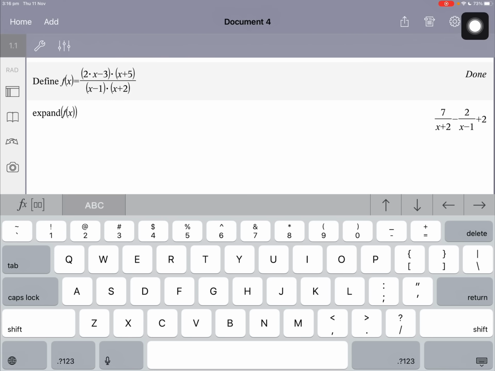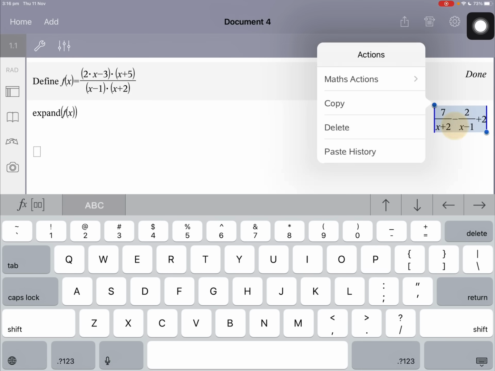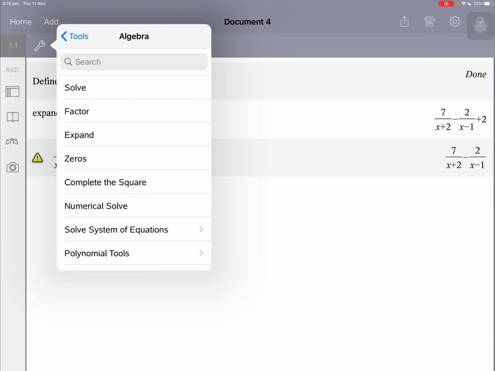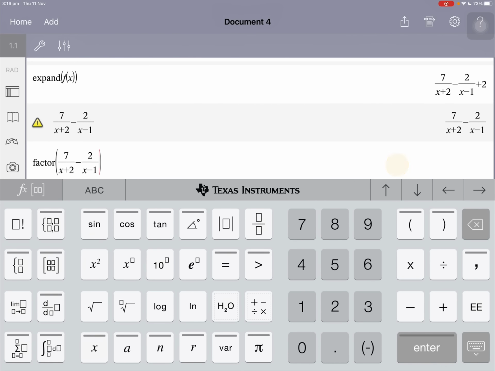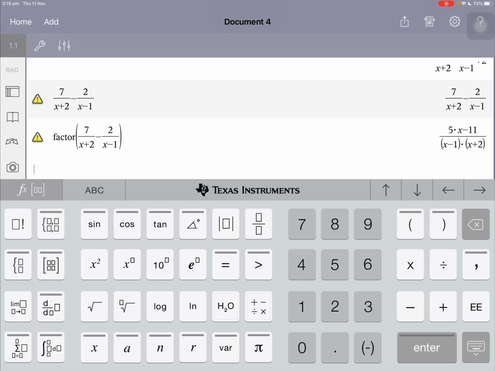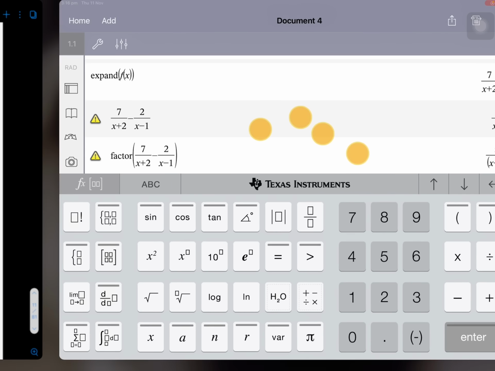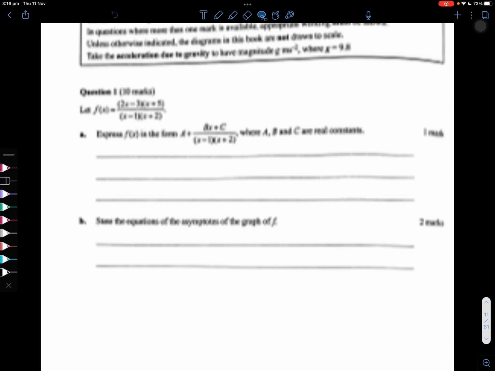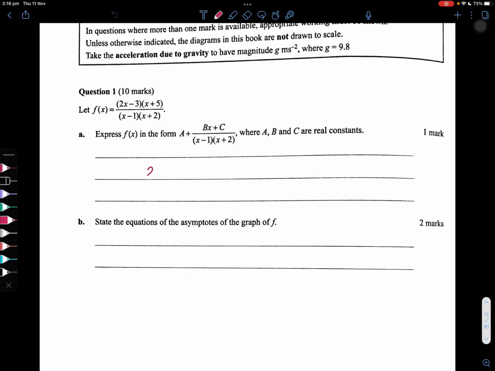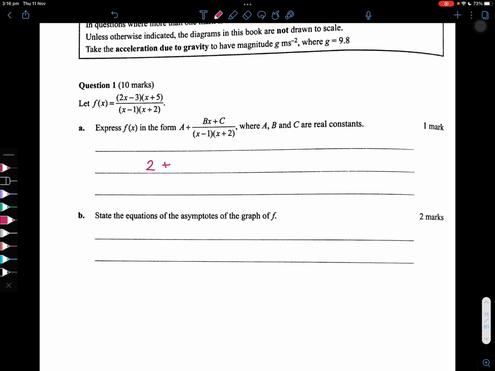Okay, gives us that. So we have a plus 2, which is a good sign, because remember we wanted a constant at the front. But now what I'm going to do is actually factor this part. Okay, and that leaves us with 5x take 11 on the top, with that on the denominator and plus 2. Okay, so my answer here would be 2 plus 5x take 11 on x minus 1, x plus 2.